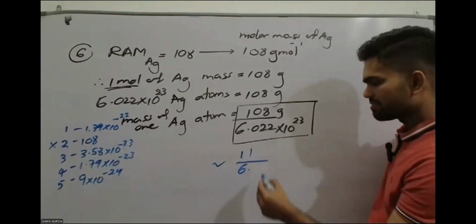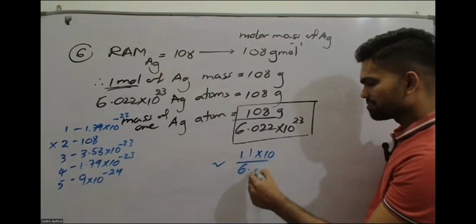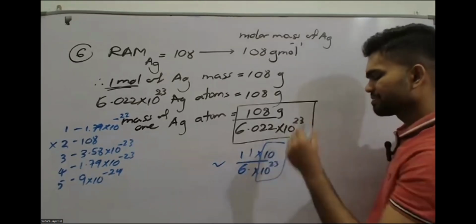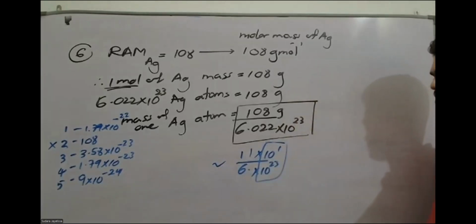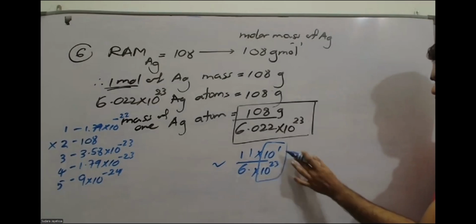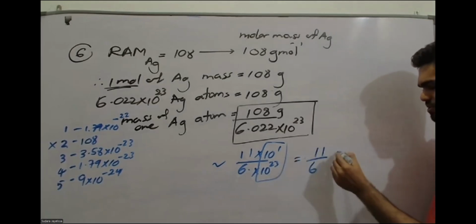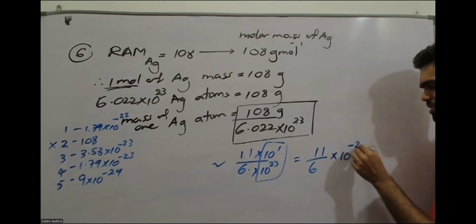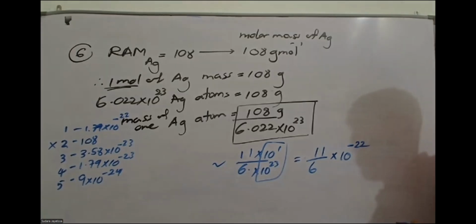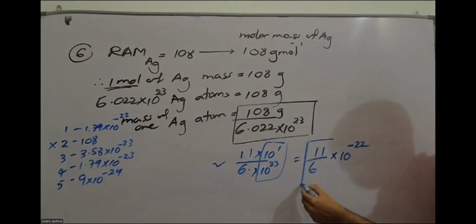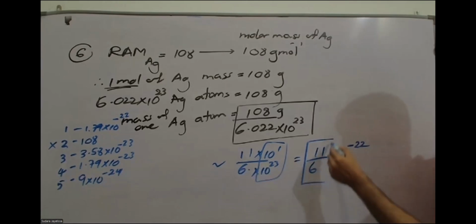11 divided by 8, here it is into 10, and here 10 to the power 23. Now let's simplify these powers. Here is 10 to the power 1. So if you simplify these powers, you will see 11 over 6 into 10 to the power minus 22. And if you check your answers, there is only one answer.